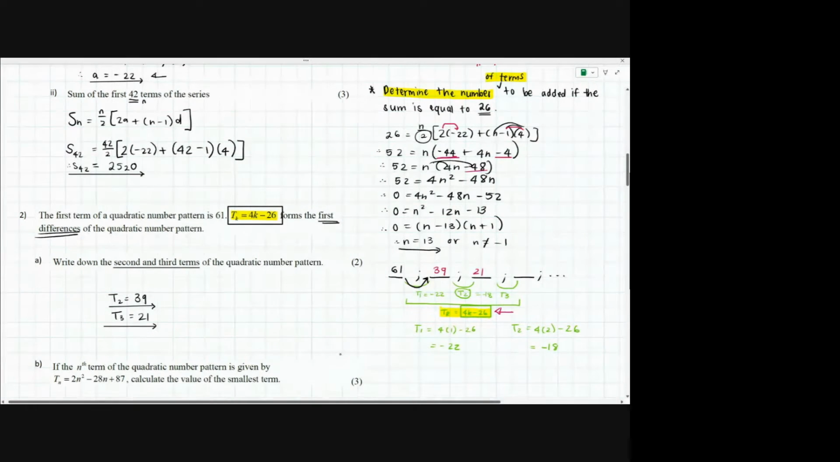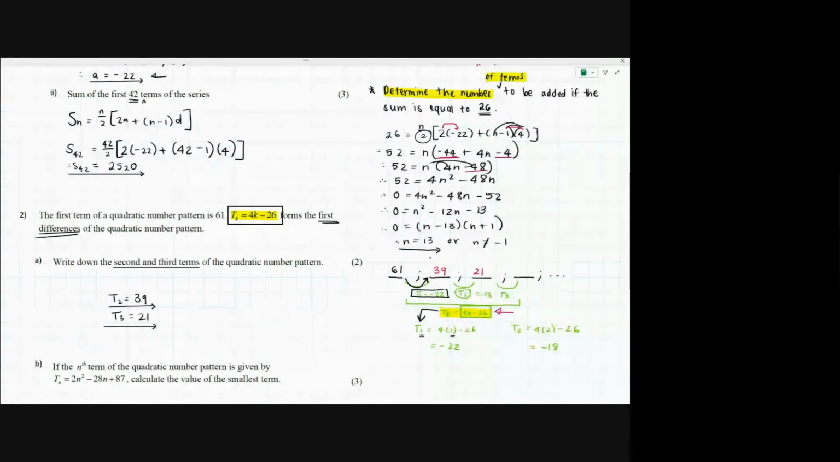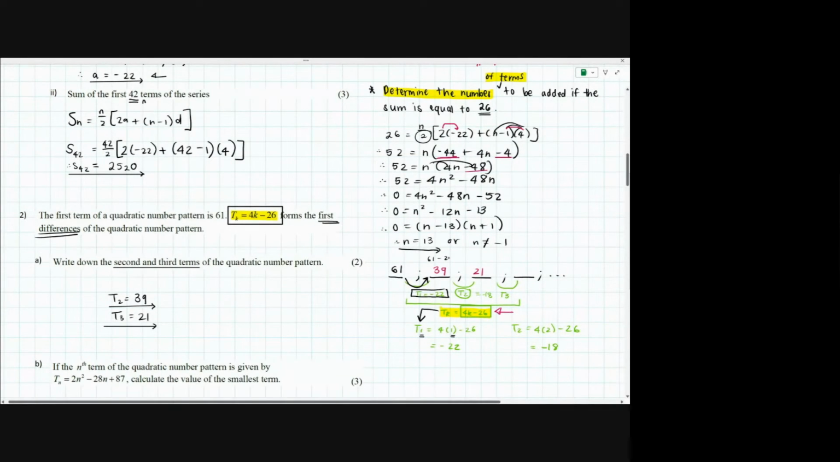Yes, ma'am. Okay, so we can now say, well, that would be my first difference. So that would be term 1 of my first differences. So I can use the rule that I was given and substitute in 1 to work out my first difference. And that gives me minus 22. So what that's saying to me is I need to say 61 minus 22, and that will give me my second term, 39. Okay. And then I do the same thing with the next one.